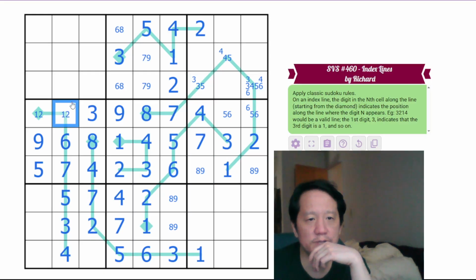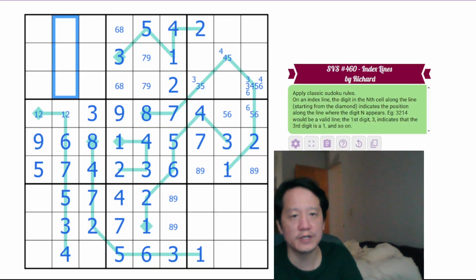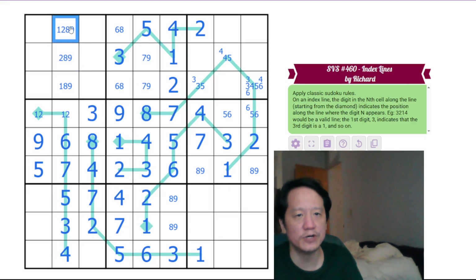Okay. Column 2, we have 1, 2, 8, 9 remaining. This cannot be 2 because of 2 in the column. No 1, no 2.